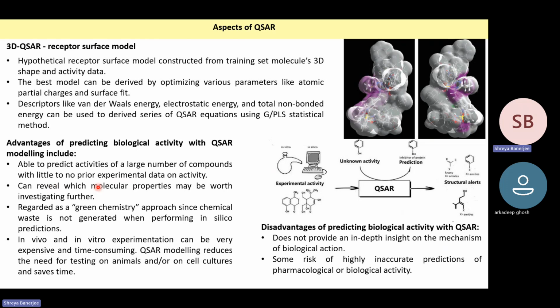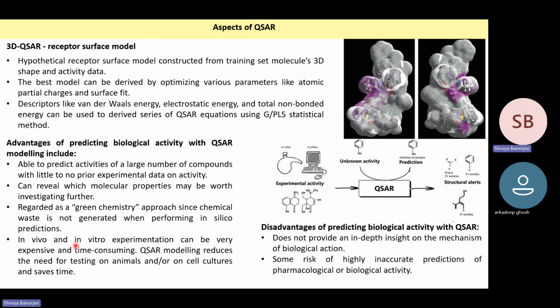QSAR can also reveal which molecular properties may be worth investigating further. So from the structure activity relationship, you will have an idea which are the structural features of the molecule that are important for the function. QSAR has also been regarded as a green chemistry approach, since chemical waste is not generated. You are performing in silico prediction, meaning computational predictions, and so you are not doing wasteful experiments, and so it is regarded as green chemistry.